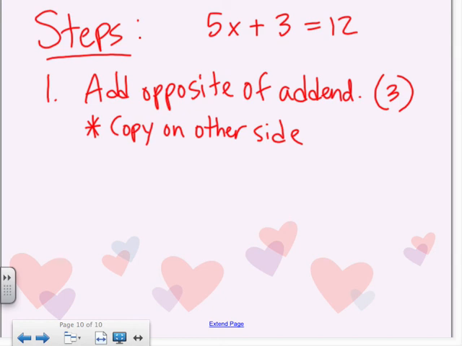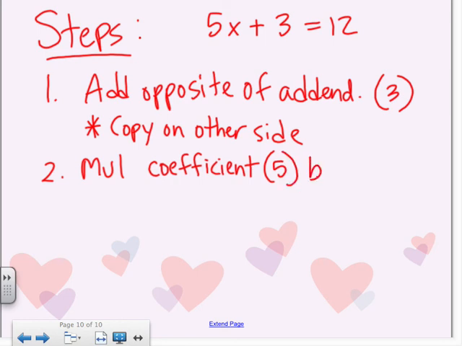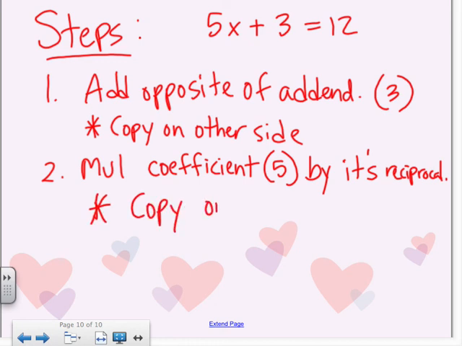Our step 2 is multiply the coefficient, which in this case is 5, by its reciprocal. And then obviously copy on the other side. And that'll be your answer. So in some ways, some people like this better because it's a set of rules each time. When you're doing one step, you're trying to figure out which step to do. But now you know you'll be doing both steps every single time.